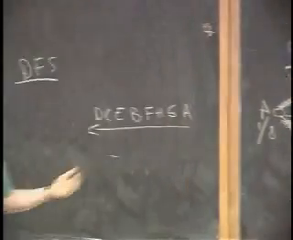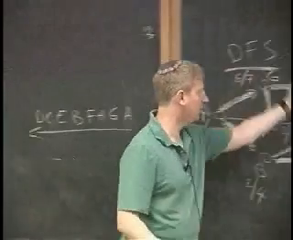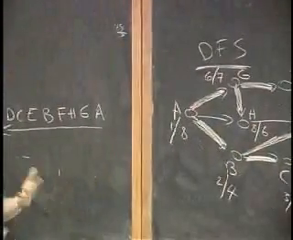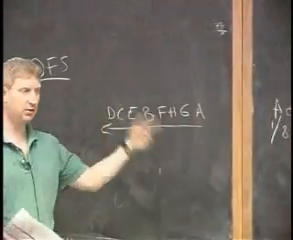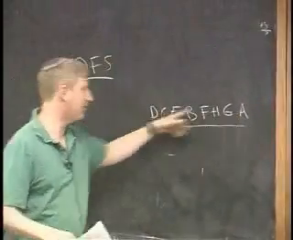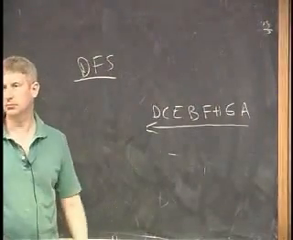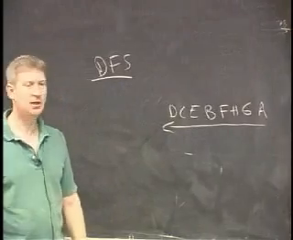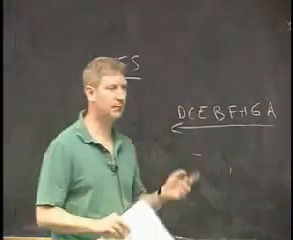How long does it take? It takes you order edges time to do the depth first search, order n time to do the traversal on the tree, and nothing to read it backwards, just copying it over. So that's really cool. That's example one.